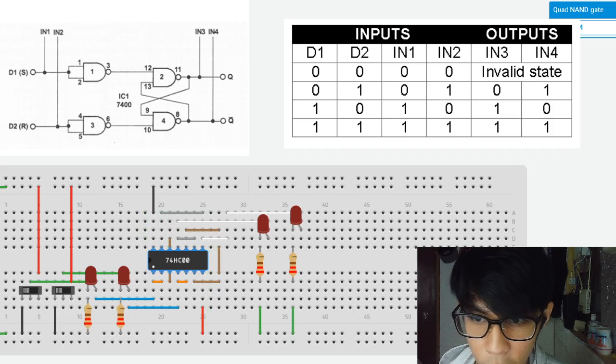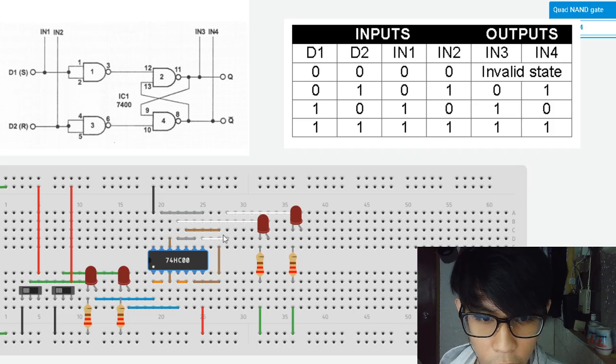Next, for the input pin 13 and input pin 9, let's take the outputs of pin 8 and pin 11 and interconnect them. We can see here I've already connected them. Now this is a latch, an SR latch.